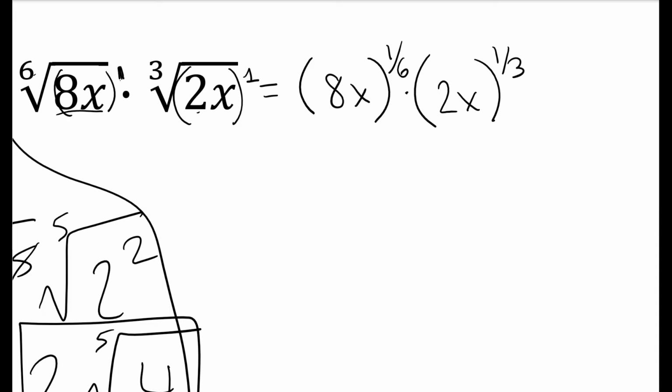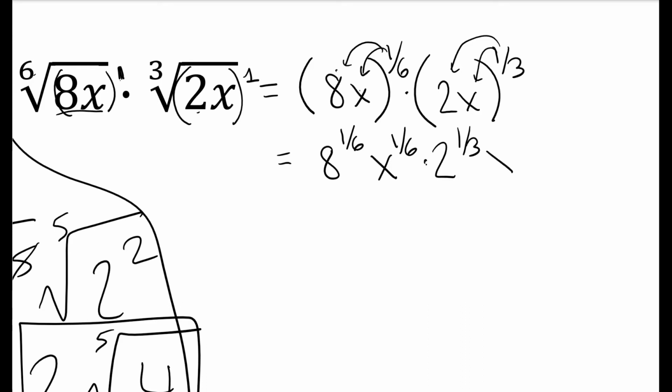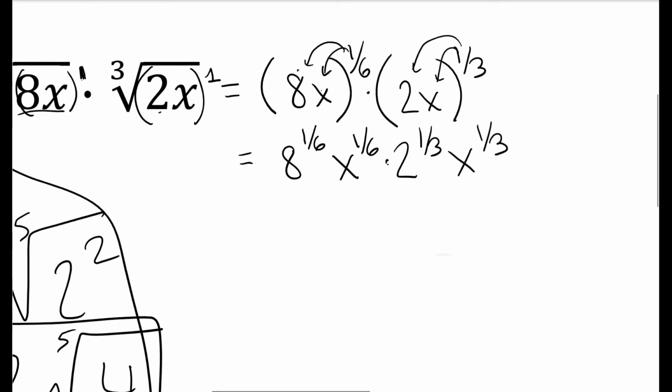All right, so now what we're going to do is distribute the 1 over 6 to everything here. So we have here 8 to the 1 over 6 power, and then x to the 1 over 6 power. We're going to distribute that. Again, we're going to distribute the 1/3 to the 2 and the x here as well. Just like that.